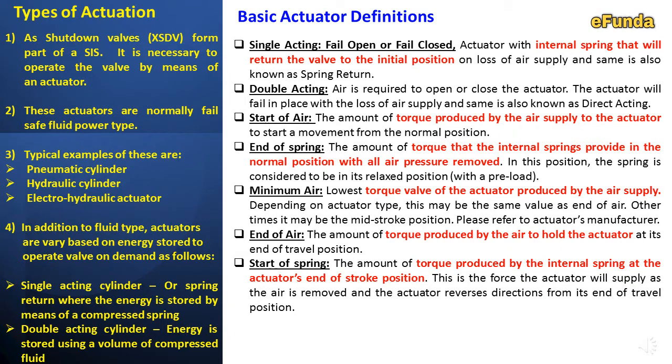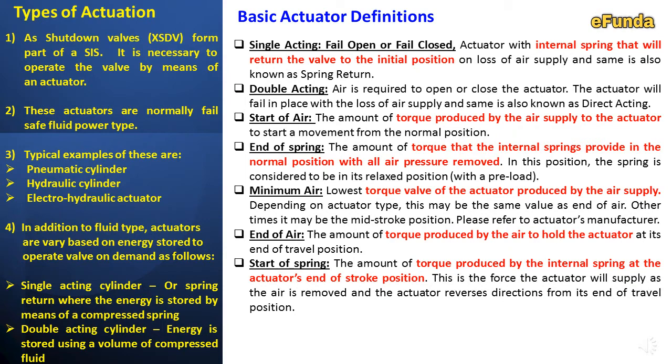Depending on the actuator type, the value is at end of air. At other times it may be at the mid-stroke position. For this detail, please refer to the actuator manufacturer's catalog. End of air: the amount of torque produced by the air to hold the actuator in its end of travel position. Start of spring: the amount of torque produced by the internal spring at the actuator's end of stroke position.